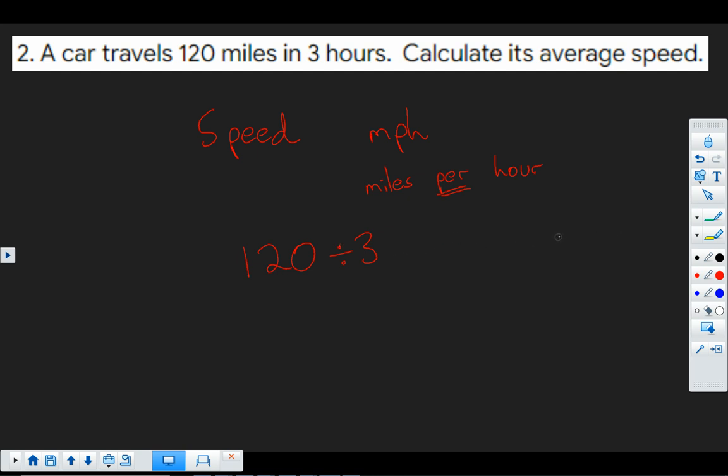120 divided by 3. Let's just do this quickly over here. How many 3s go into 12? There we go, 4. So our average speed, not forgetting our units, is 40 miles an hour. And the nugget to go and practice on Century, 38.01.